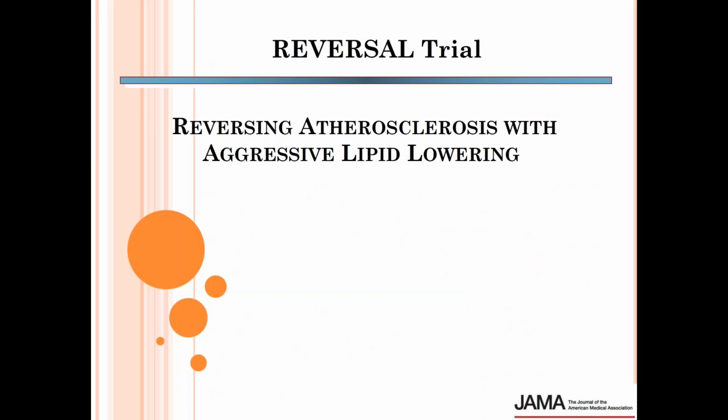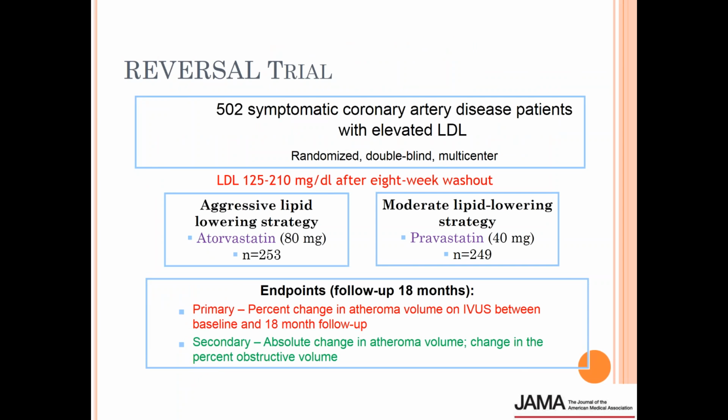One of the first trials examining atherosclerotic heart disease and luminal diameter versus plaque size was the REVERSAL trial. This was published in JAMA, I think, in the early 2000s. So basically what they did was they had 502 patients that underwent angiogram. These patients were studied using IVUS.